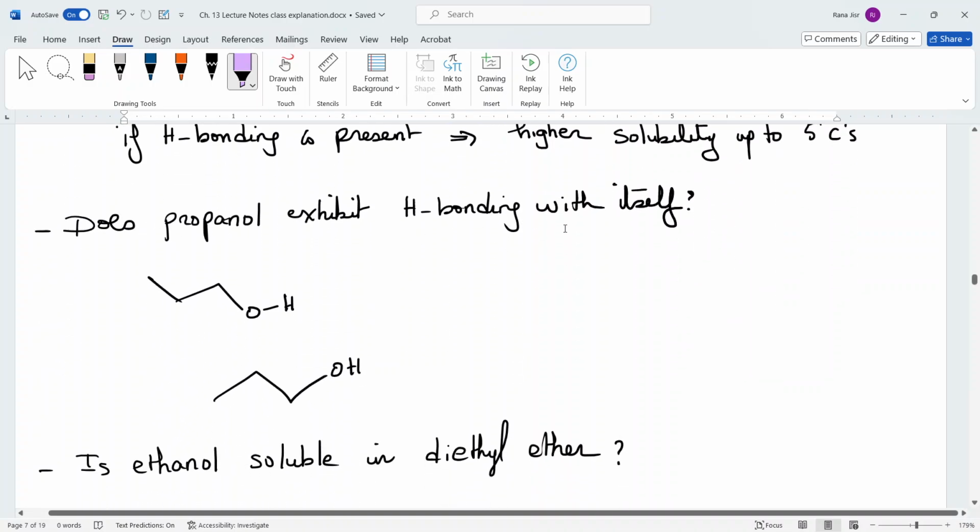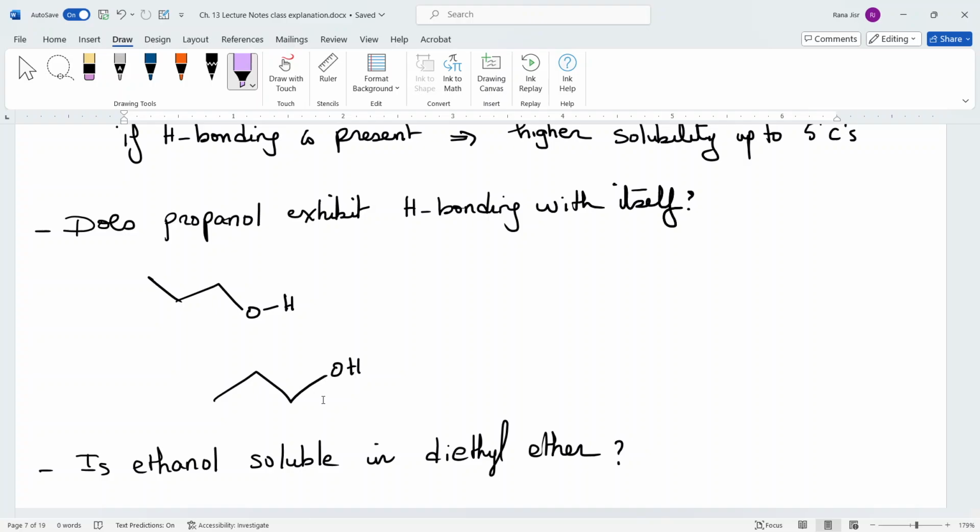Does propanol exhibit hydrogen bonding with itself? If you have a question similar to that, I would go ahead and draw propanol, two molecules in there, because I said it with itself. So you have two molecules of propanol, and see if you have hydrogen bonding between the two propanol molecules.